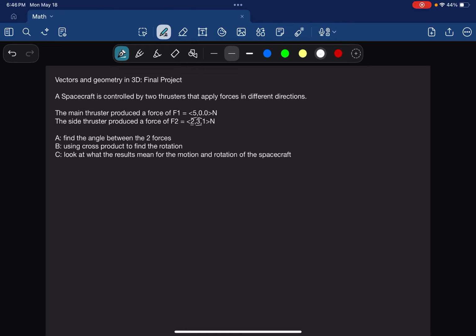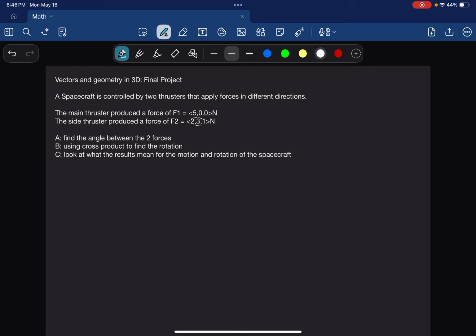So this will be my final project based on vectors and geometry. Here I created a question. A spacecraft is controlled by two thrusters that apply forces in different directions. We have the main thrusters and the side thrusters, and then I put the amount of force that they are producing. And here I have three questions.